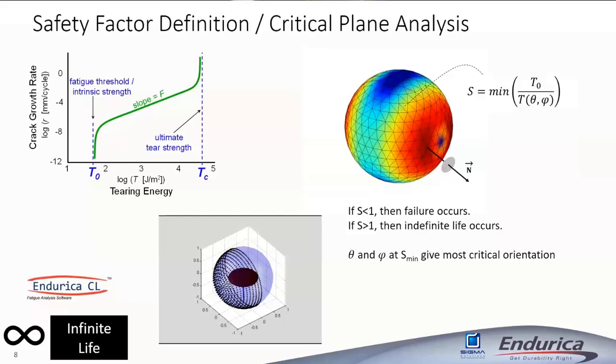The fatigue limit T0, that's just defined as the bottom end of the crack growth rate curve, right? So if you plot the rate of crack growth as a function of the input tearing energy, and if you look at the crack growth rate curve, there's a bottom limit. That bottom limit is the fatigue limit that we use for purposes of calculating this safety factor.